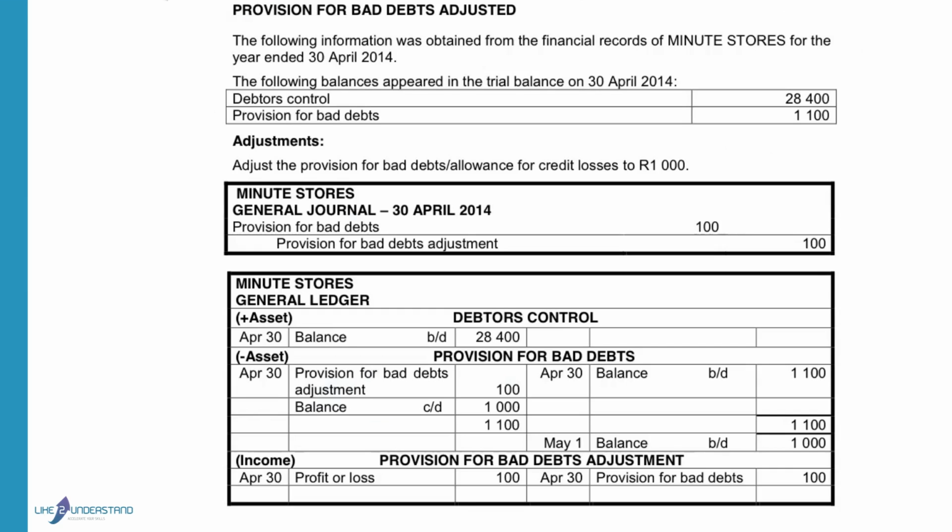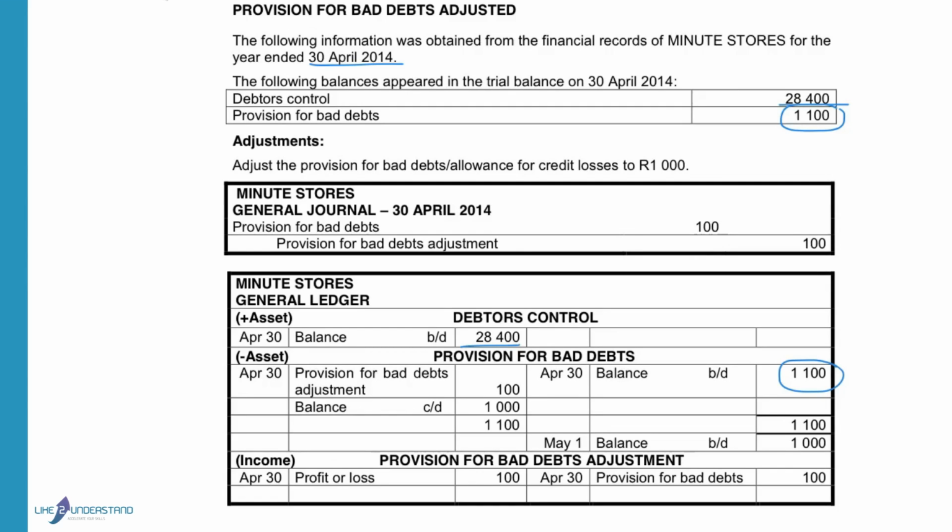At the end of April 2014, that means a year later, the debtors control have a balance of 28,400. The provision for bad debts that was created at the end of the previous year was 1,100. So we have this balance in the provision for bad debts account from the end of the previous year. We never write in this provision for bad debts account except at the end of the financial year when this amount is adjusted. So it can either be increased or decreased.